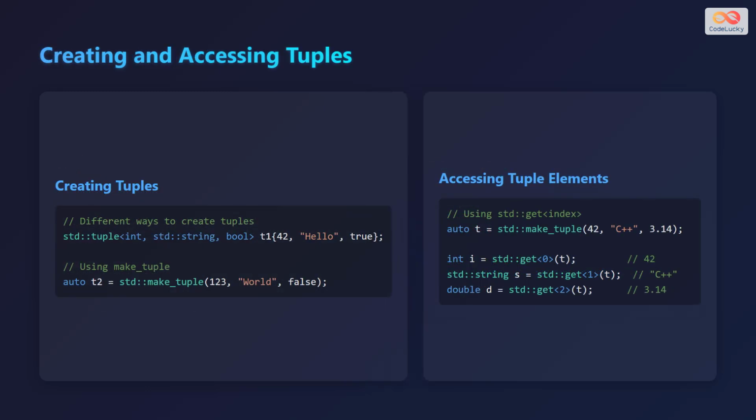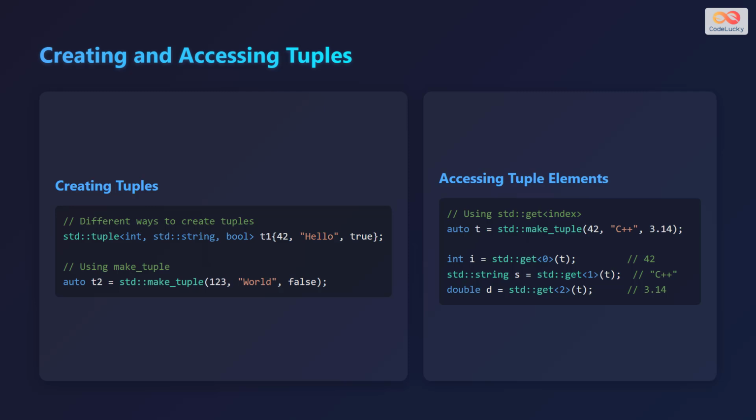Let's explore different ways to create tuples. To create a tuple, specify the data types within angle brackets, followed by the values you want to store. Another way to create a tuple is by using make_tuple. The make_tuple function automatically deduces the data types of the elements.